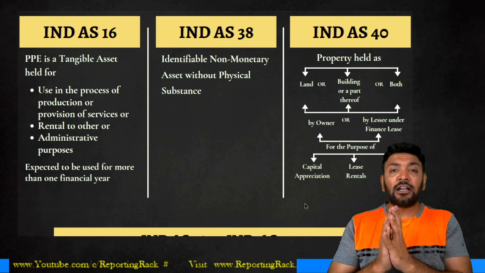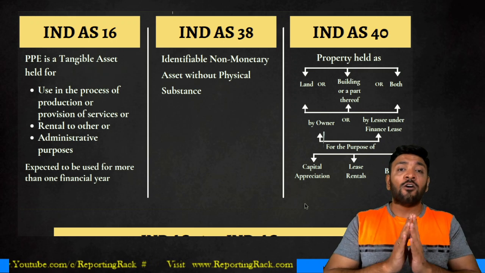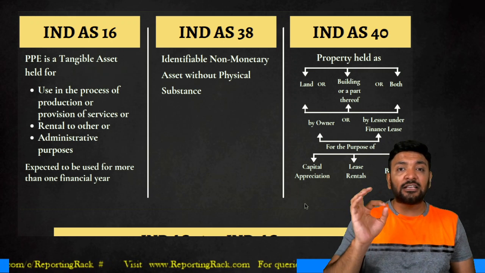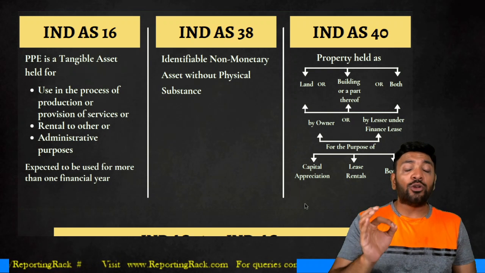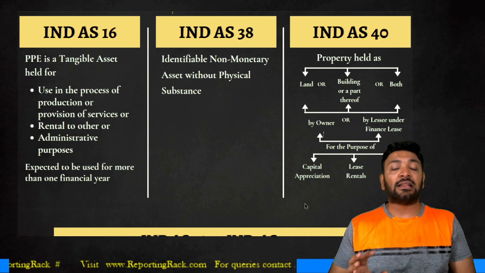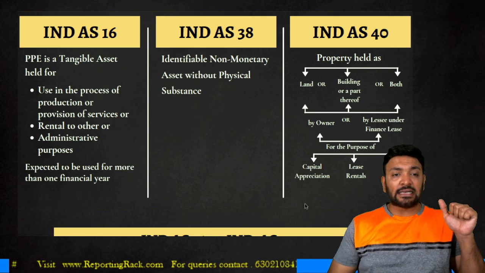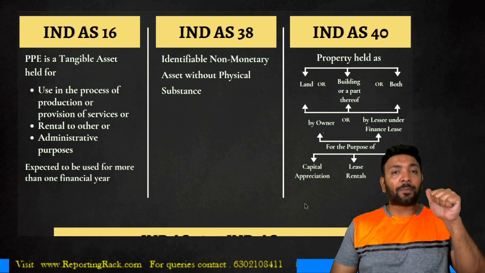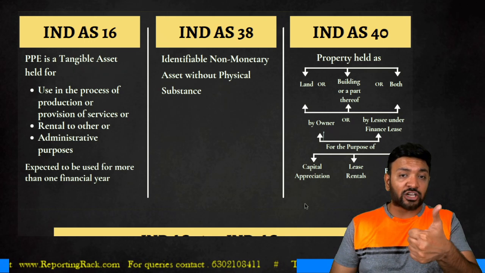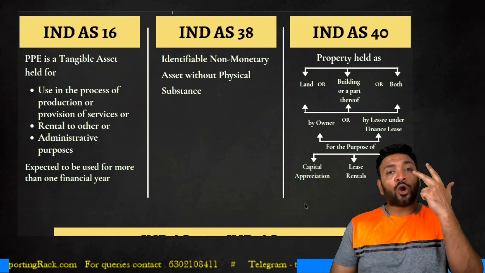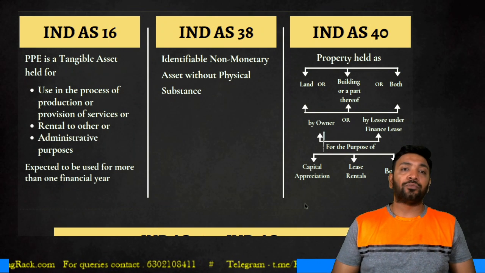And they are expected to be used by the enterprise for more than one financial year. If the life of the asset is for more than one financial year, then you can classify them under the head of IND AS 16. It is a tangible asset held for the process of production or provision of services, or for rental to others, or for administrative purposes.